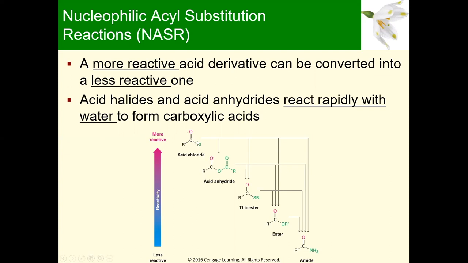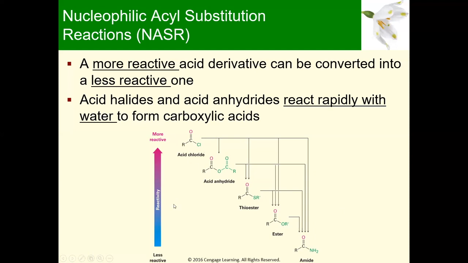So for example, I can start with an acid chloride and I can make an anhydride, I can make a thioester, I can make an ester, or I can make an amide. If I start with an anhydride, I can't go backwards easily to make the acid chloride. I'm sure there's a way, but typically you go down, you don't go up the chart. So with an anhydride, I can react that with the right compound and make a thioester, or with a different compound to make an ester, or with a different compound to make an amide, and so forth and so on.